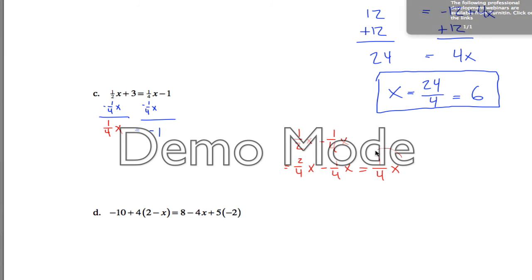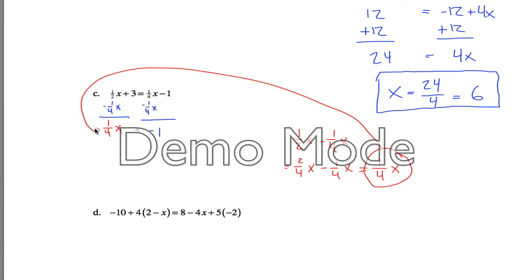So this guy went over to there. But if you get to there, you're in pretty good shape. Now what we got to do is figure out what we can multiply both sides of the equation by. And if you multiply both sides of the equation by 4, you'll get x equals negative 4, which is our final answer.